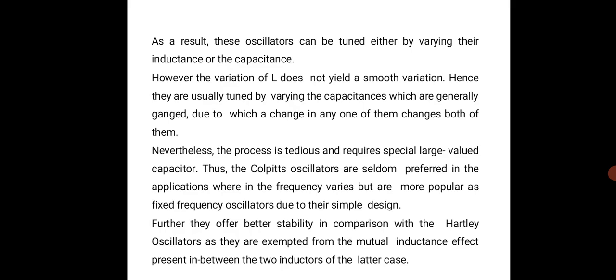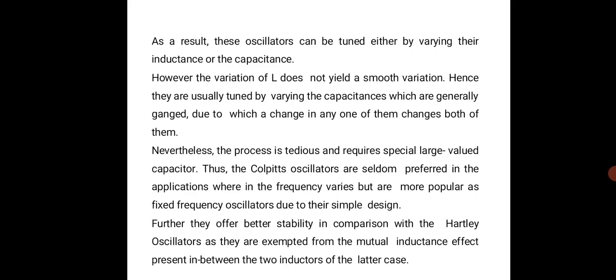However, if the variation is in L, it will not be a smooth variation. Hence, usually the capacitances are varied, which are generally ganged, due to which a change in any one of them changes both of them. Nevertheless, the process is tedious and requires special large valued capacitors. Thus, Colpitts oscillators are never preferred in applications where the frequency varies, but are more popular as fixed frequency oscillators due to their simple design.